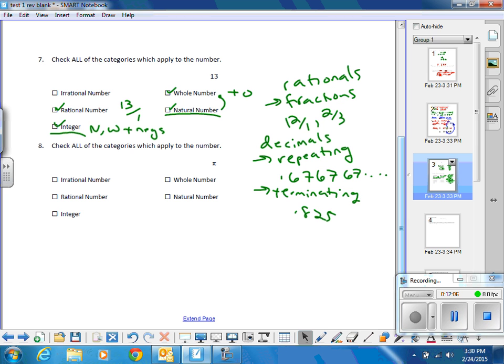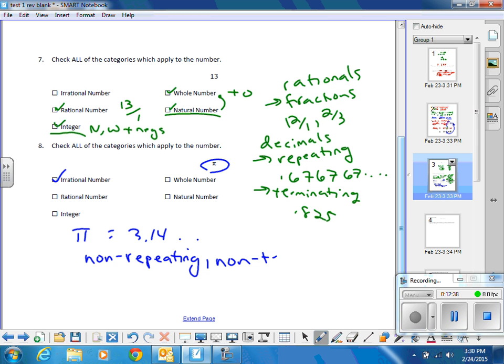So let's scroll down. The next one says, check all the categories which apply to this number. Well, this number is pi. Pi isn't a rational number. If you were to type pi in a calculator, you get 3.14, blah, blah, blah. But what ends up happening is that you get a non-repeating, non-terminating decimal. You might have seen in your classrooms in high school or middle school, pi stretched out to 100 places. It never repeats and it never stops. So non-repeating, non-terminating is the fancy word for it, okay? But what that just means is it doesn't repeat and it doesn't stop.